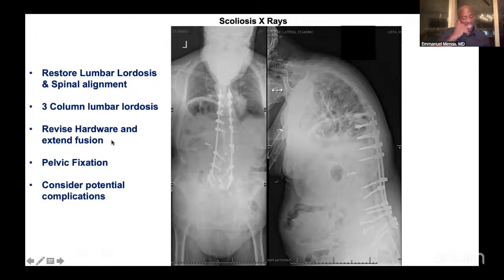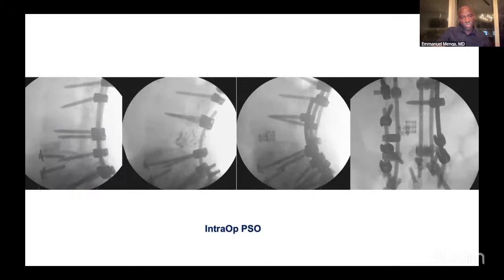Revise the hardware, correct some of the loose screws distally, and extend them distally to the pelvis. And also discuss quite extensively the potential complications that come with this surgery, as Dr. Molinari stressed. I think having an open discussion with the patient is very important. So I took him into surgery.